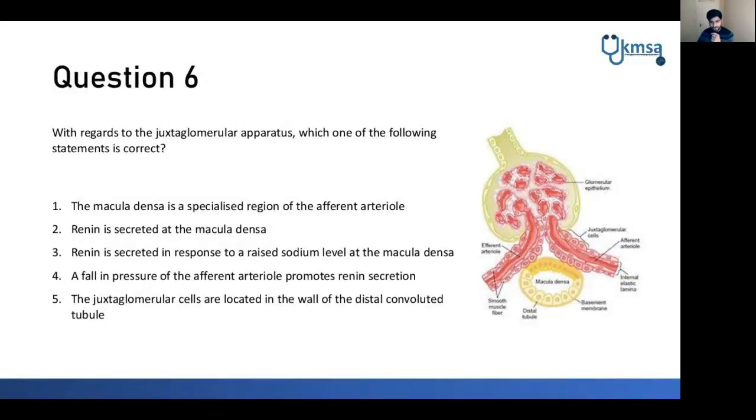Question 6, a bit of a theoretical one. You'll hate me for this one. Hold on a second, let's see here. This is a quick one. A bit of physiology. I'll let you read through it.